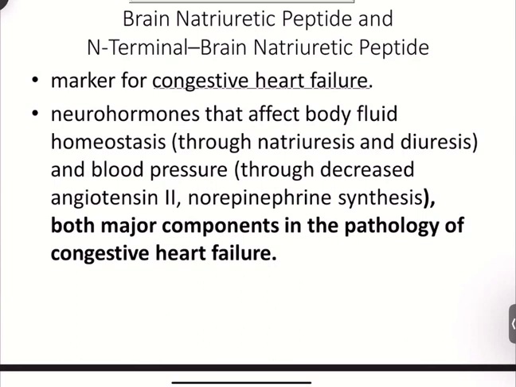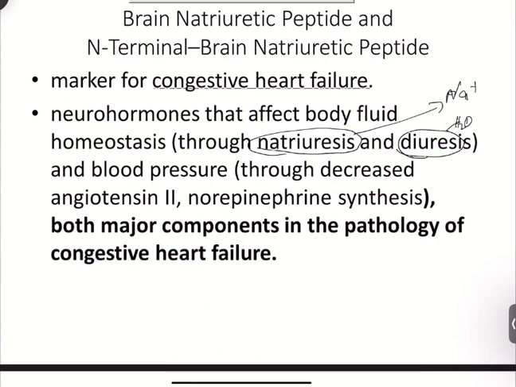Okay? Neurohormones that affect the bodily fluids homeostasis. Okay? The balance in the salt and water content of your body. And throughout natriuresis. What is natriuresis? This is your sodium, or sodium gradient, while your diuresis is your water.